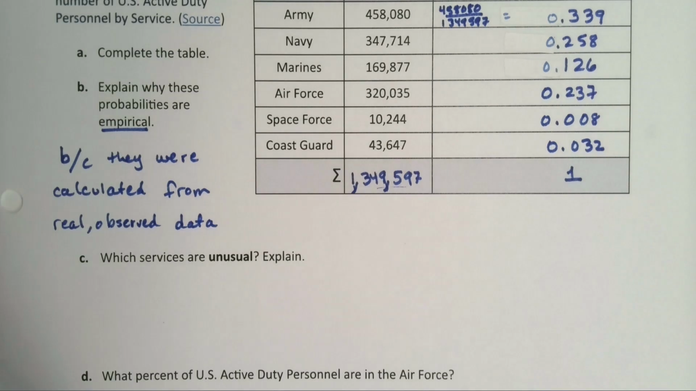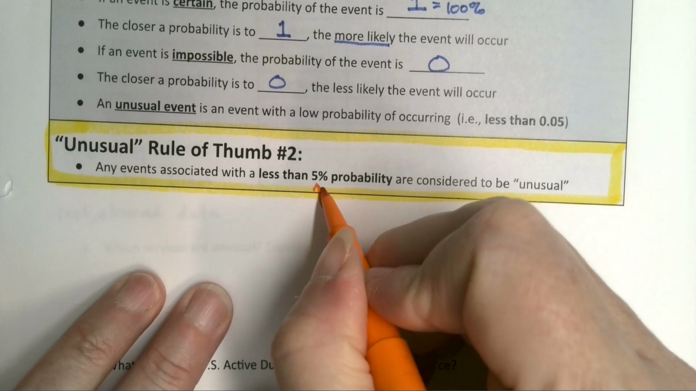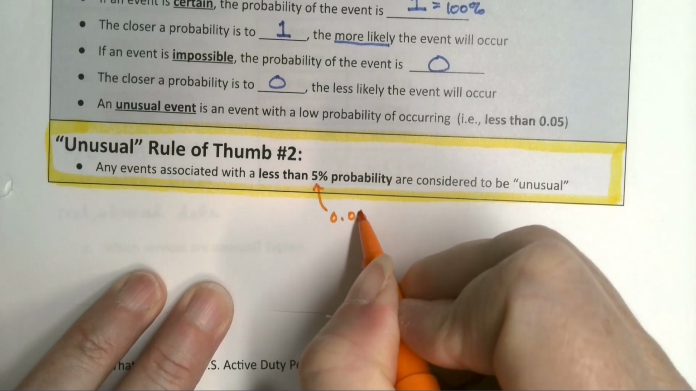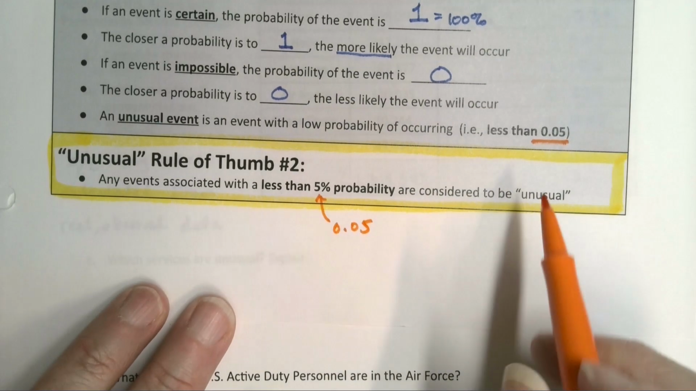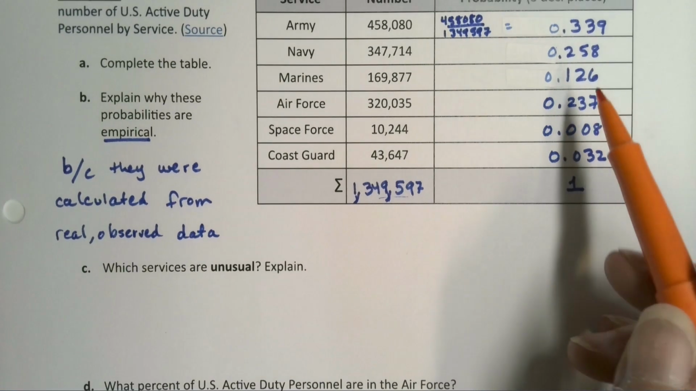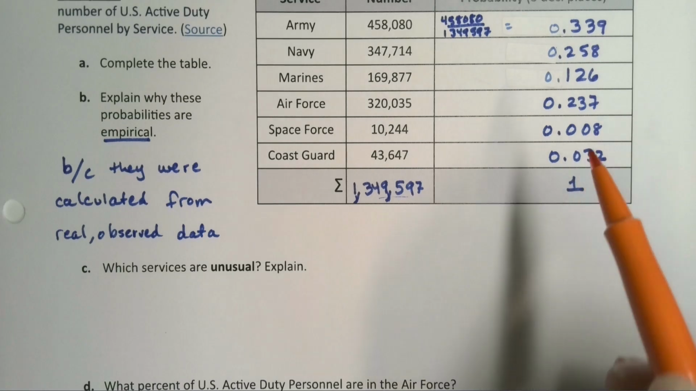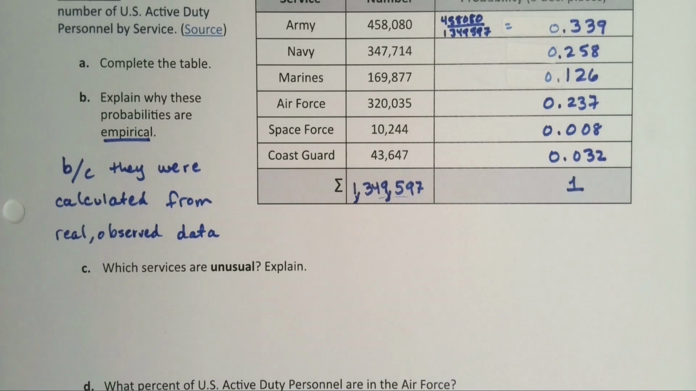As a matter of fact, we should probably make a note of that, because not everybody realizes 5% is 0.05. I wrote it up here, right? So 5% is 0.05. So you're looking for values that are less than 0.05 in this list. And 2 of them fit the bill. There are 2 that are less than 0.05.